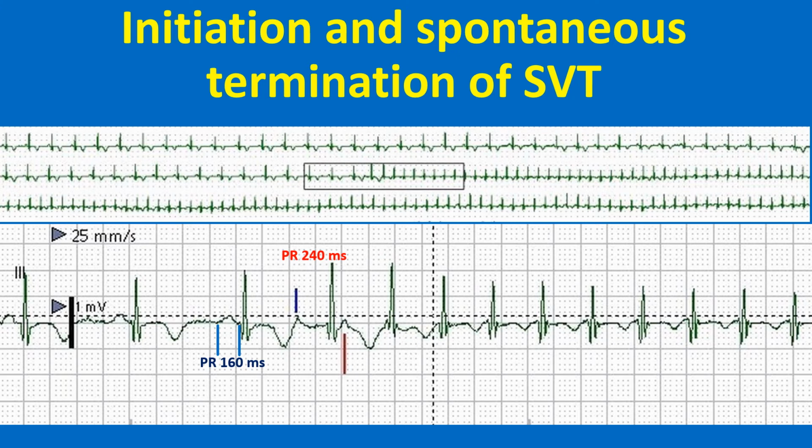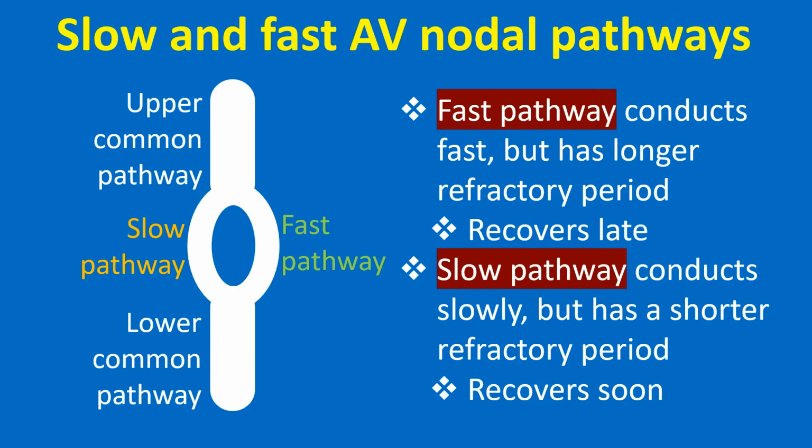When the impulse reaches the lower junction between the fast and slow pathways, it finds that the fast pathway has recovered and travels back up the fast pathway. This produces the echo beat. Repetition of this sequence produces the reentrant tachycardia which follows. Diagram explaining the concept of dual AV nodal pathways.